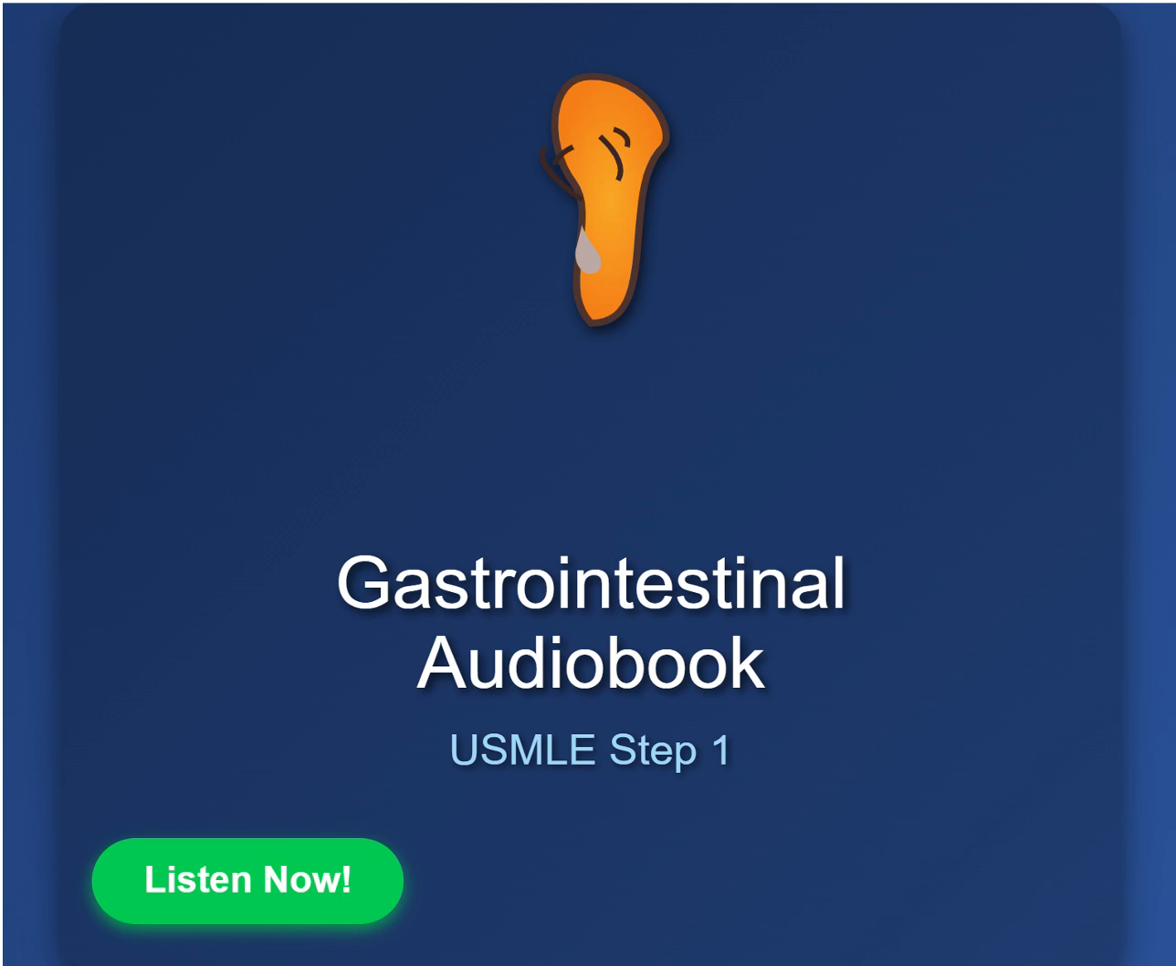H. pylori induced chronic gastritis is the most common, and it increases the risk of peptic ulcer disease and MALT lymphoma. It typically affects the antrum first, and then spreads to the body of the stomach. Meanwhile, autoimmune chronic gastritis involves autoantibodies, T-cell induced, that target the H+/K+ ATPase on parietal cells and intrinsic factor, raising the risk of pernicious anemia. This type primarily affects the body and fundus of the stomach.